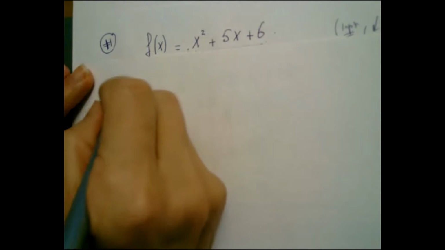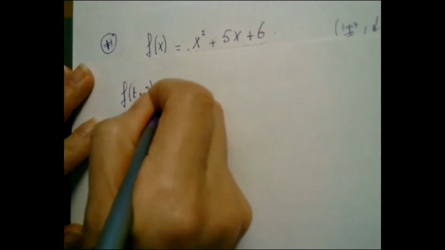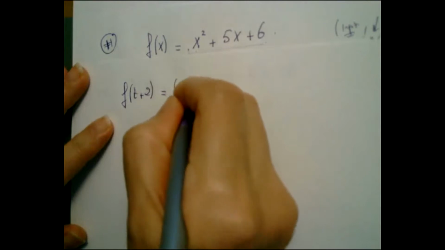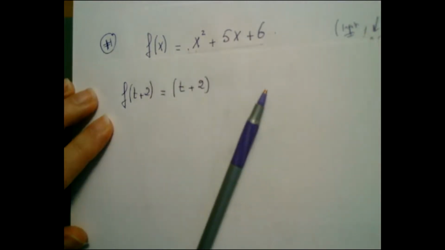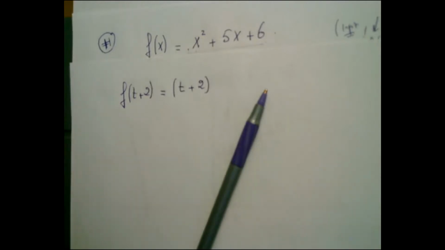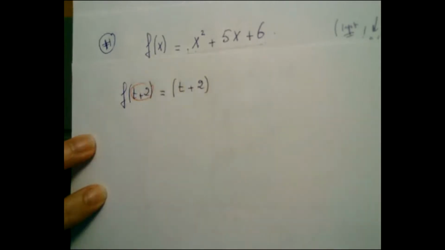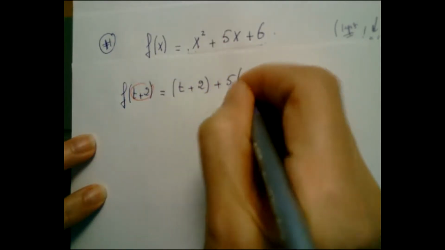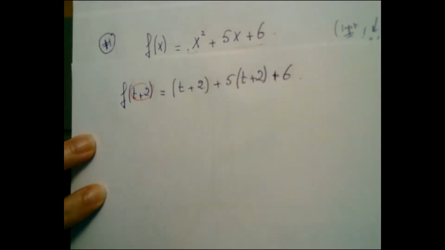Okay, now in a more symbolic way, they want us to do the following. f of t plus 2, that's the problem. And that's symbolic now, so we have to do things a bit symbolically. What does it mean? It means every time we have an x, we have to put t plus 2. So this is my input here, plus 5 times the quantity t plus 2, finally plus 6.